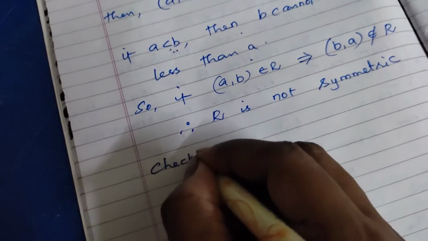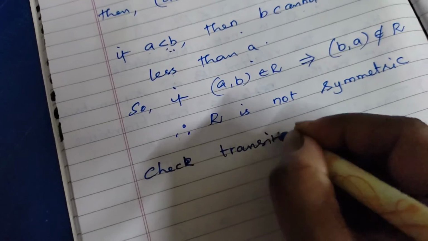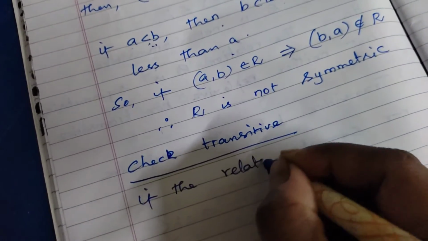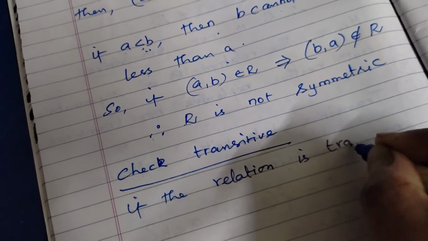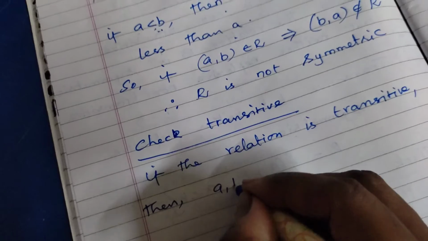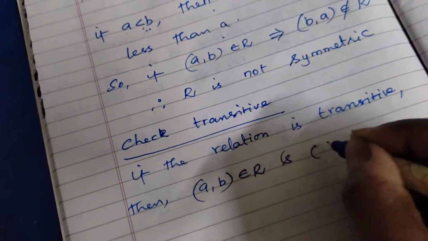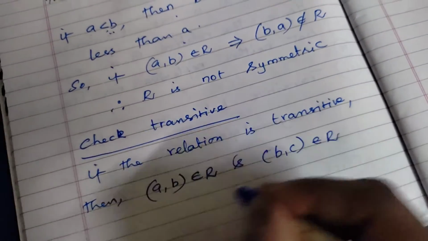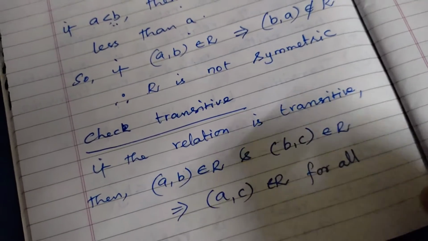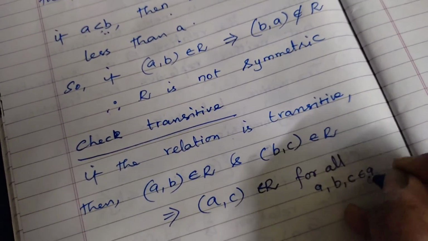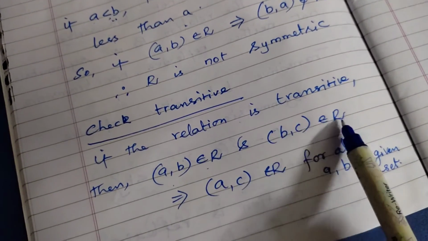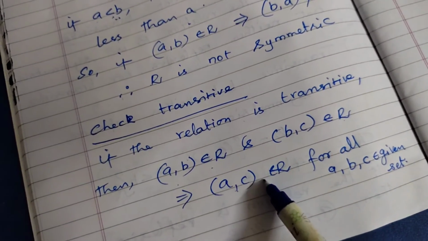Next we have to check transitive. We know the condition: if the relation is transitive, then (a, b) belongs to R and (b, c) belongs to R implies (a, c) belongs to R, for all a, b, c belonging to the given set. This is the transitive condition.